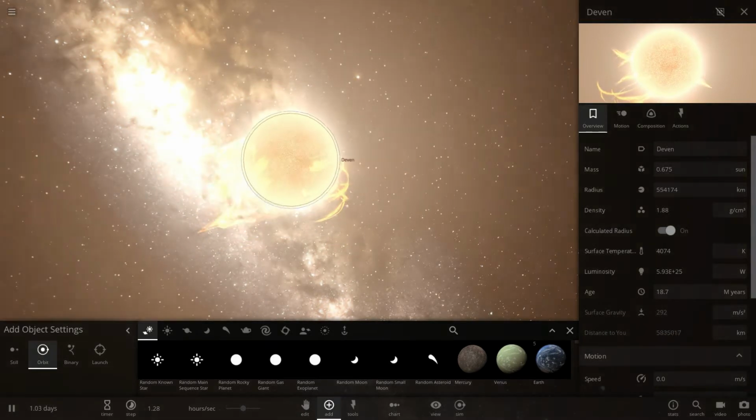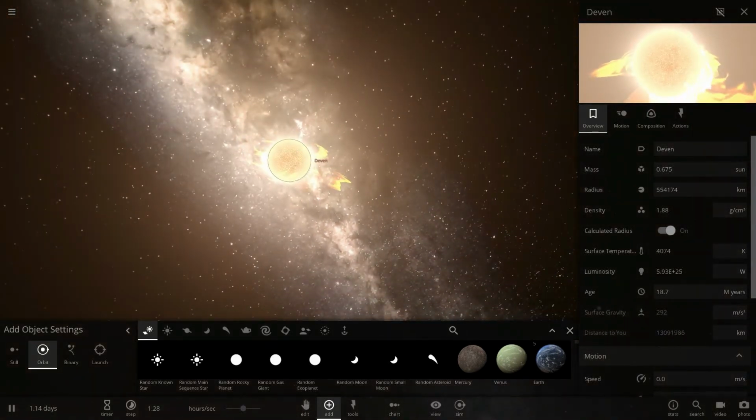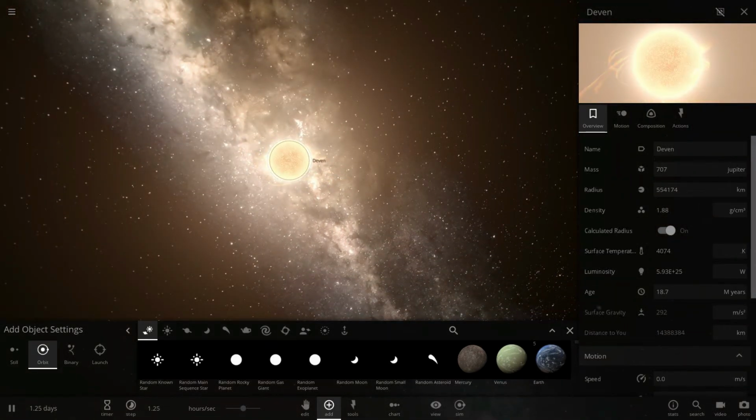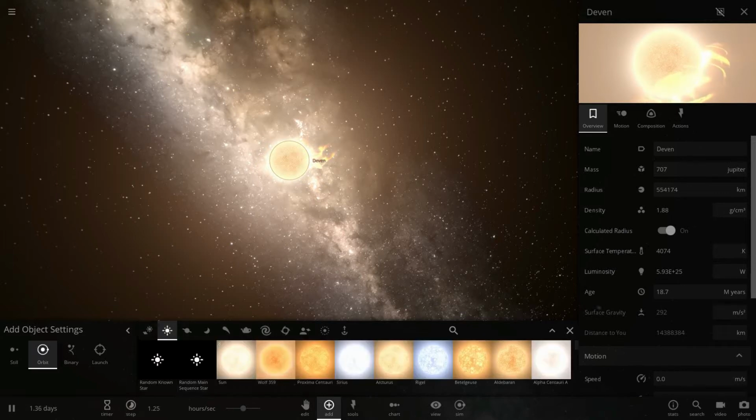0.675 times the mass of Earth, so the Sun, sorry. So it's not that big. Still, it's smaller than the Sun. If we get the Sun up, yeah, it's still smaller than the Sun, but not by much.